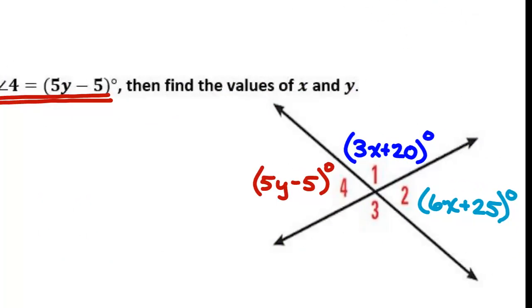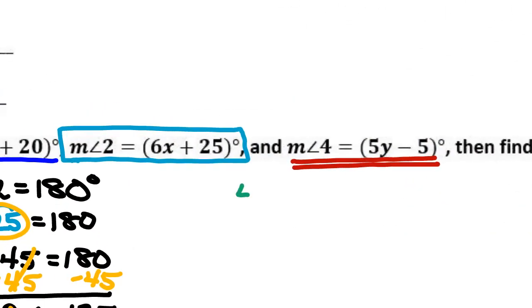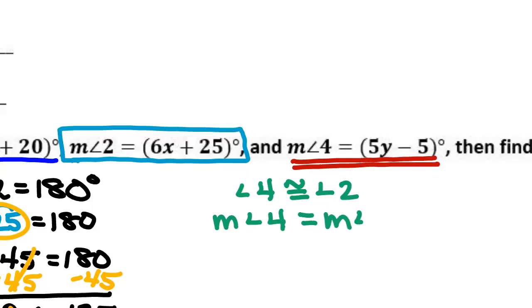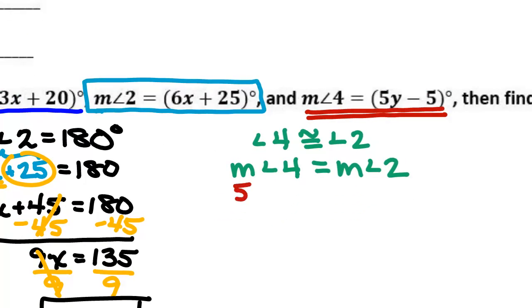Vertical sounds good. So angle 4 is congruent to angle 2. That's the first thing I'm going to write down. Angle 4 is congruent to angle 2, which means the measurement of angle 4 is equal to the measurement of angle 2. In the place of the measurement of angle 4, we put 5y minus 5. In the place of the measurement of angle 2, I put 6x plus 25, which would be a problem if I hadn't already done this work over here, because I need to substitute x in. I need y to be the only variable there.